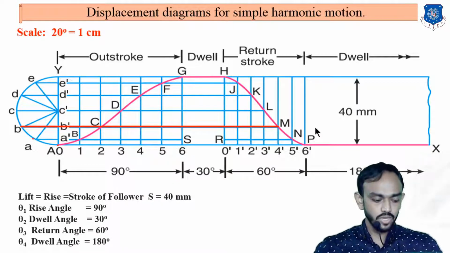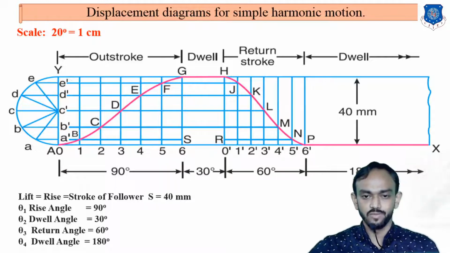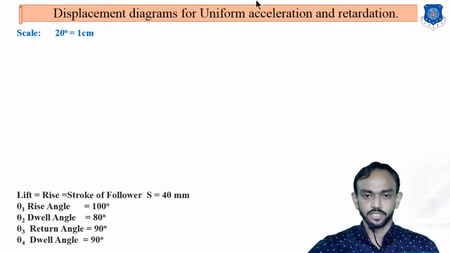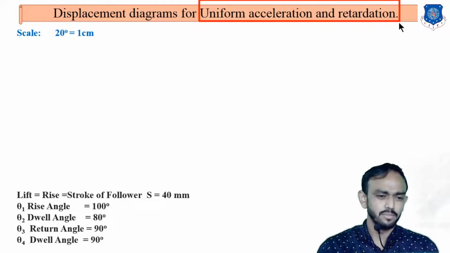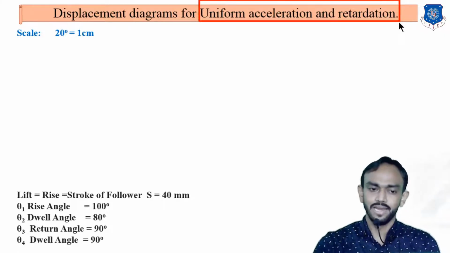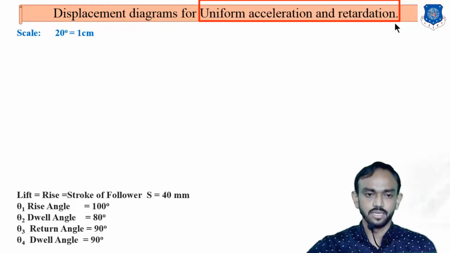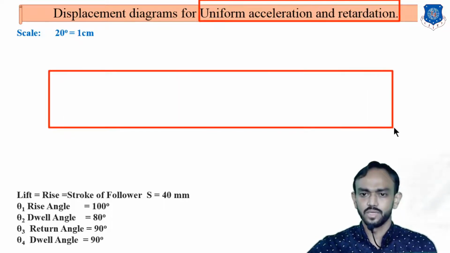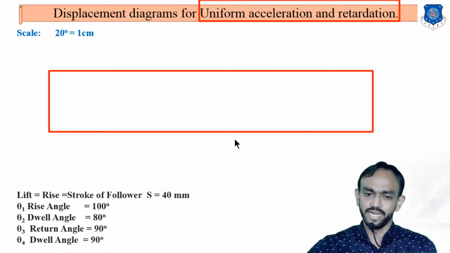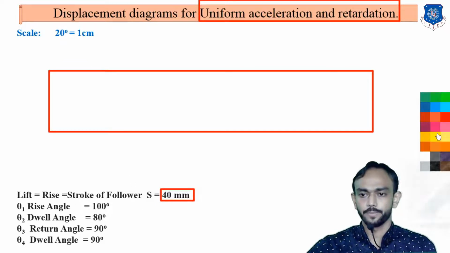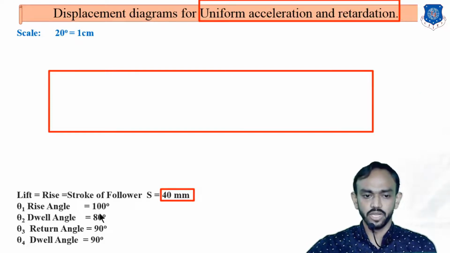Okay, now we are going to the next diagram, which is the uniform acceleration and retardation diagram, which is very similar to uniform velocity, but it is very lengthy. First of all, you have to make, same as before, one rectangle whose length will be 18 centimeter and height will be 4 centimeter, as per the data. Now you are going to divide this rectangle into 4 parts, depending on this angle.